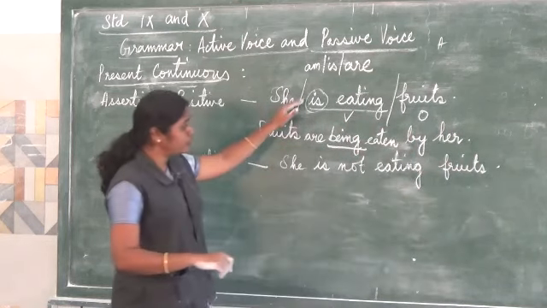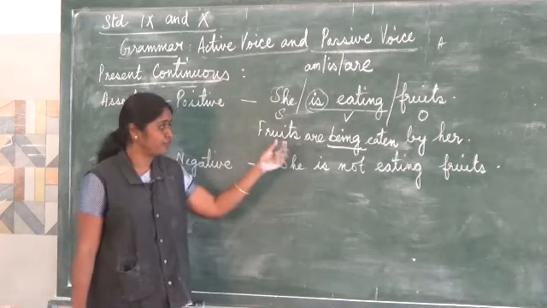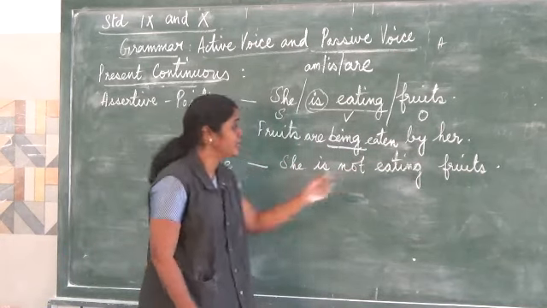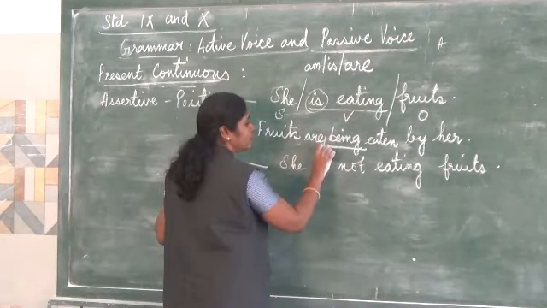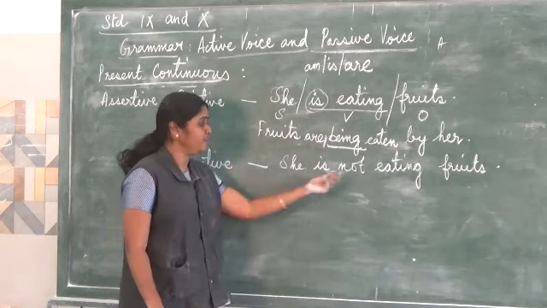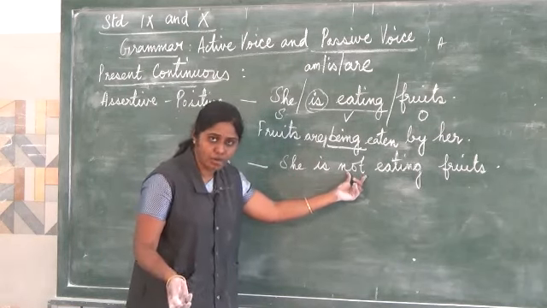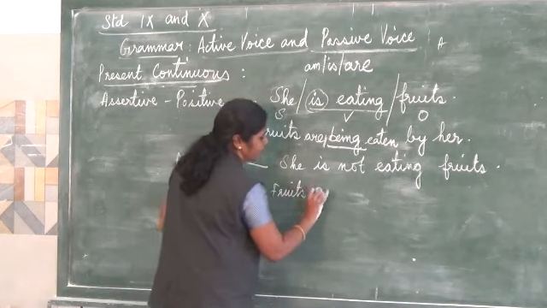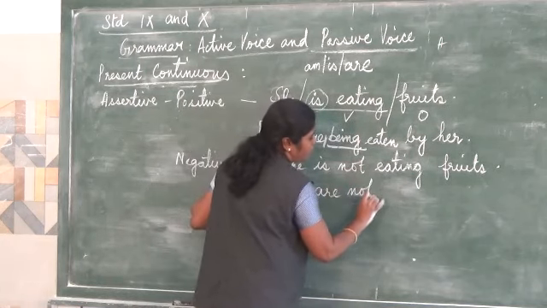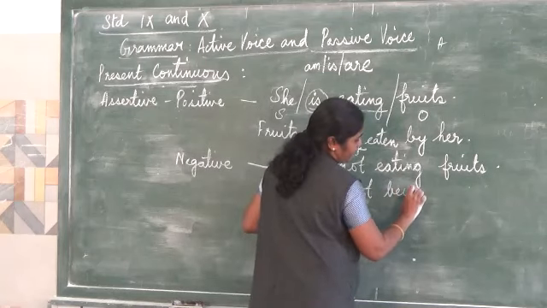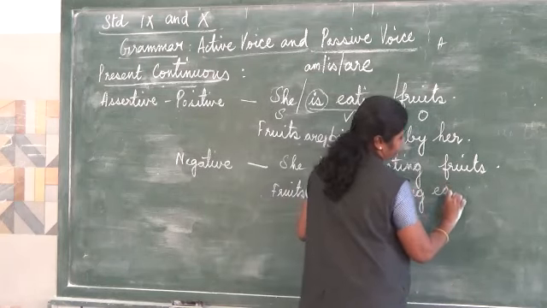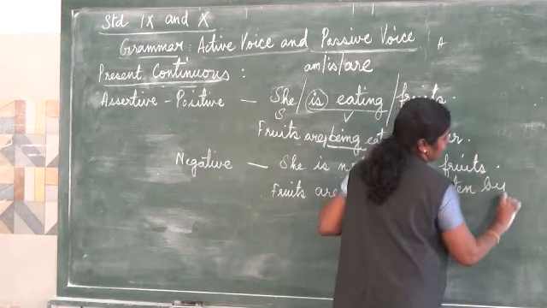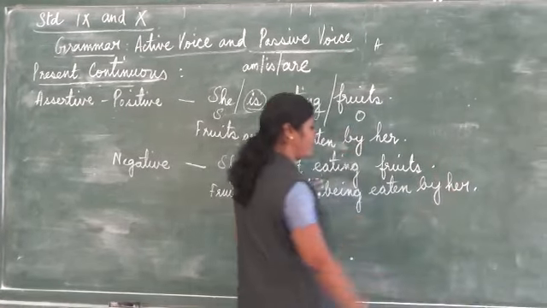Clear? So for the positive we have already got the answer: fruits are being eaten by her. Now after this are, that is the auxiliary verb, you have to use this negative word not alone. Fruits are not being eaten by her. This is the negative form.